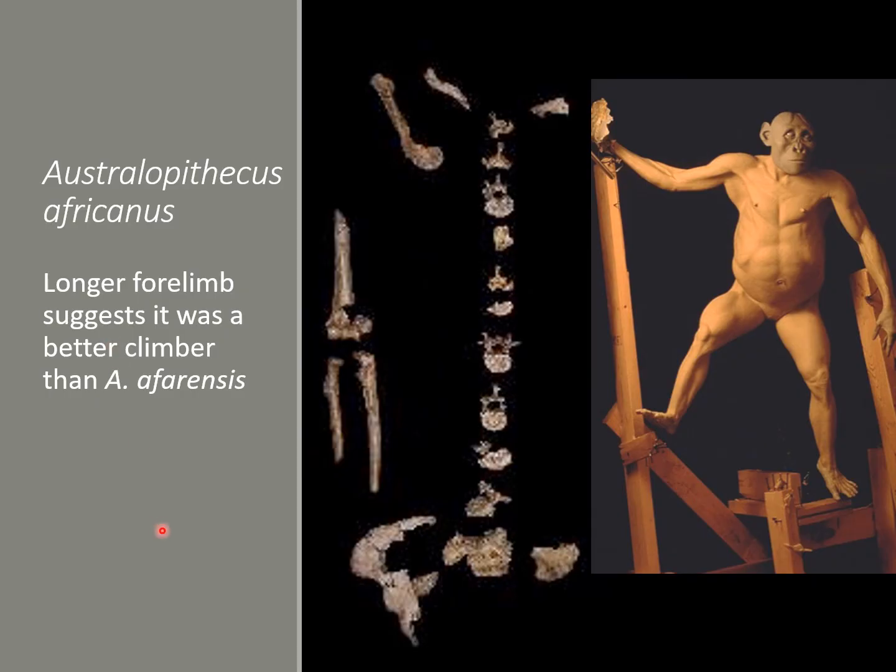Now, if we look at the postcrania, we see that africanus had longer forelimbs, which suggests it was a better climber than afarensis. So africanus had longer forelimbs, even more so than afarensis. So one way to keep track of the difference between africanus and afarensis is that in the cranium and the jaw, so in the skull, africanus is more derived relative to afarensis, but from the neck down, africanus is more primitive than afarensis.